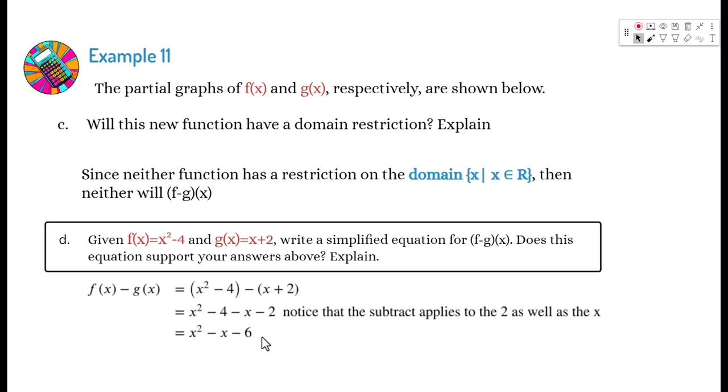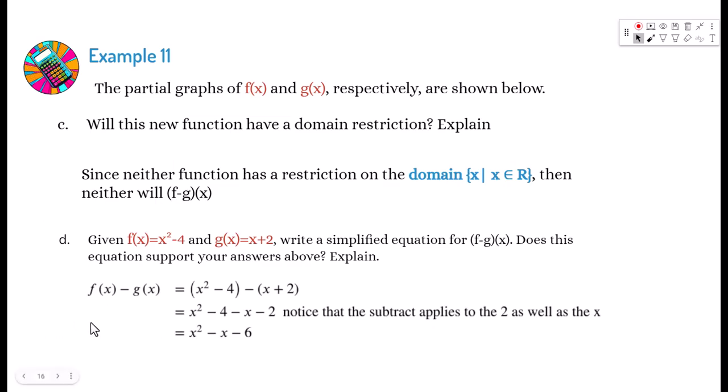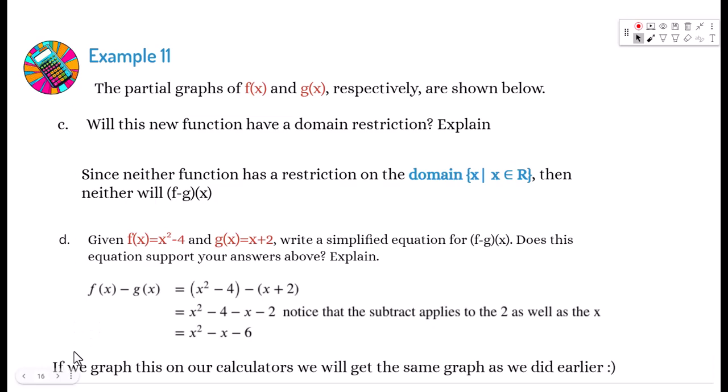Now I want you to check it out for me. I want you to go and grab your graphing calculator and put that in the y equals and see what you get. Okay, so you may have noticed that when you put it in your calculator, it looked really close to the graph that we got earlier. So you know that you're on the right track when that happened. Good work. Let's keep going.